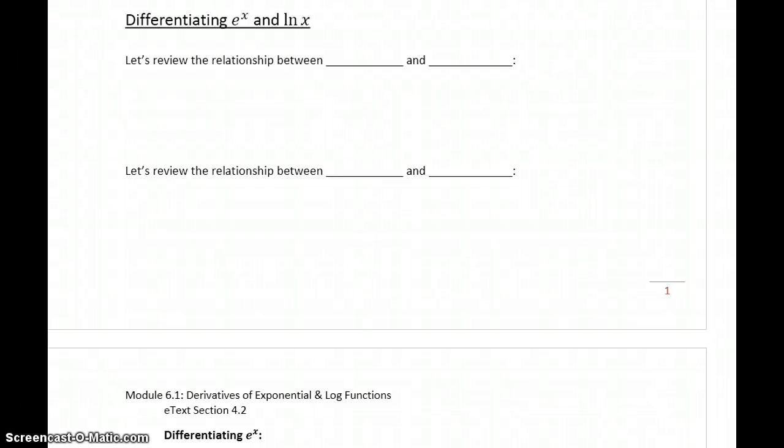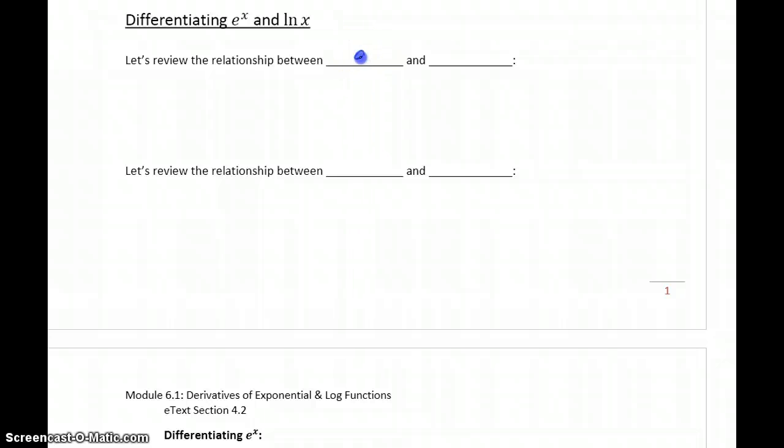So we have established properties for differentiating exponential functions and log functions. Now we want to look at how those properties change very slightly to differentiate e to the x and the natural log of x. So e to the x and natural log of x are just two special cases, or commonly occurring types, of exponential and log functions.